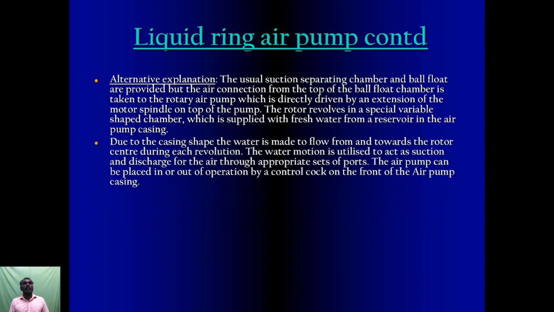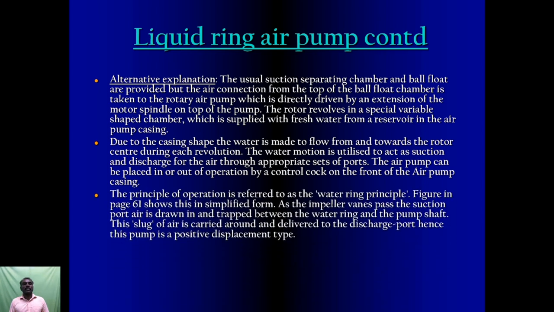Now the explanation. The usual suction separating chamber and ball float are provided, but the air connection from the top of the ball float chamber is taken to the rotary air pump, which is directly driven by an extension of the motor spindle on top of the pump. The rotor revolves in a special variable shaped chamber, which is supplied with fresh water from a reservoir in the air pump casing. Due to the casing, the shape of the water is made up of flow from and towards the rotor center during each revolution. The water motion is utilized to act as suction and discharge for the air through an appropriate set of ports.